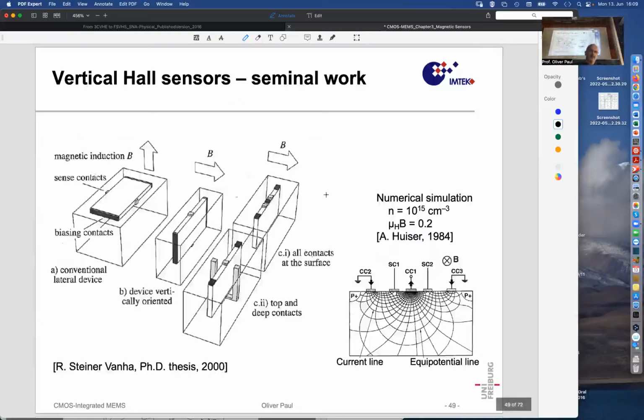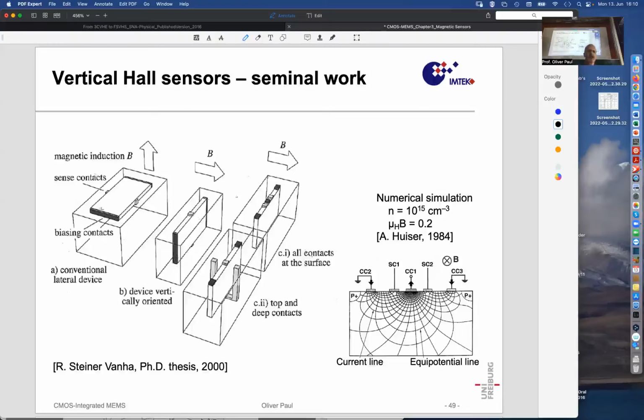Ralf Steiner-Vanja was given the challenge by Professor Baltes to create this real plate device in collaboration with Austria Microsystems. We have seen that name also in a former chapter 2, where Austria Microsystems, being first of all a CMOS company, and second a magnetic field sensor company, wanted to have these vertical Hall plates. They said, well, we have this trench technology, so can you realize something that really looks like a plate?